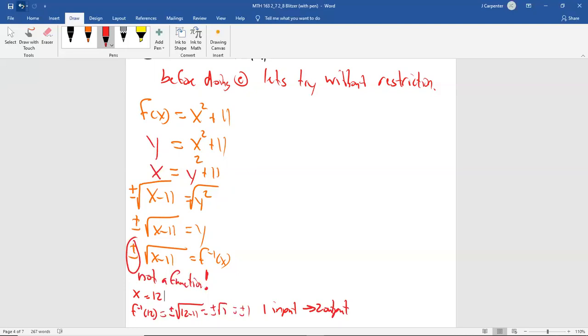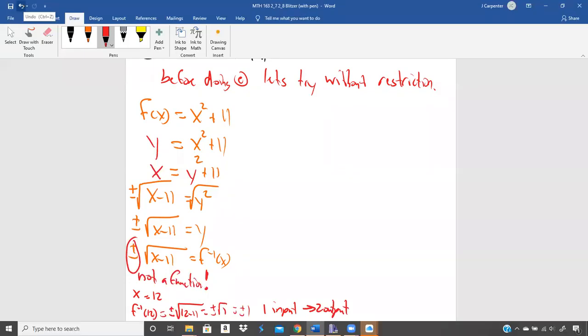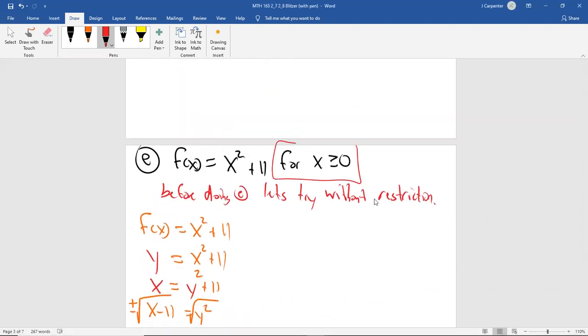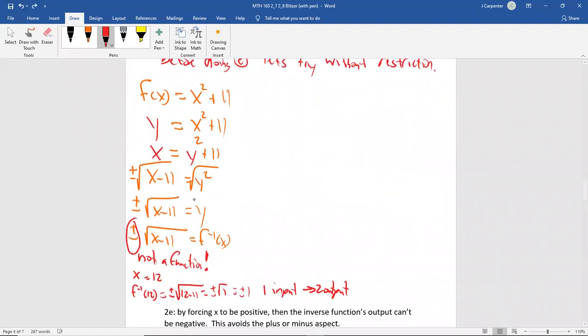In order to be a function, if I plug in 12, I only expect to get one answer, not two. So this is not a function. So this is the entire reason that I gave you this restriction. This restriction right here says we're only worried about positive x values, which means when we're in the inverse, we don't take a plus or minus square root, we cut out the minus.